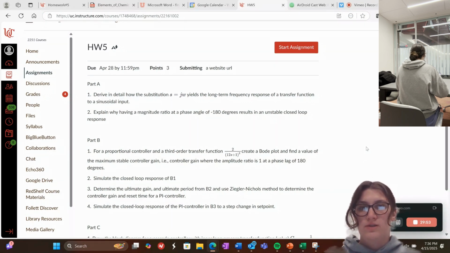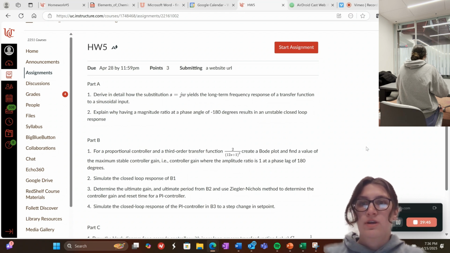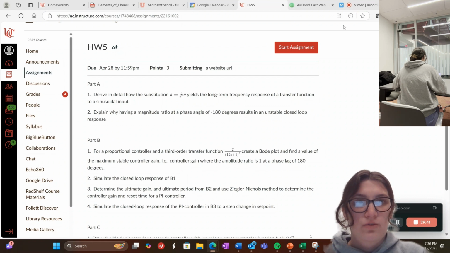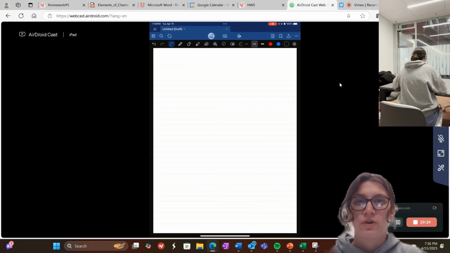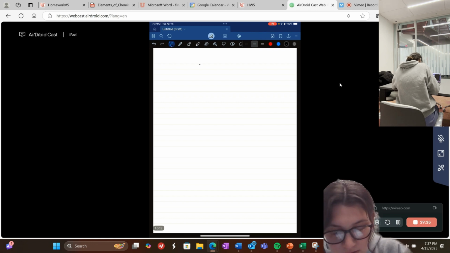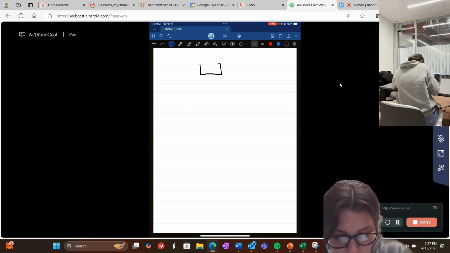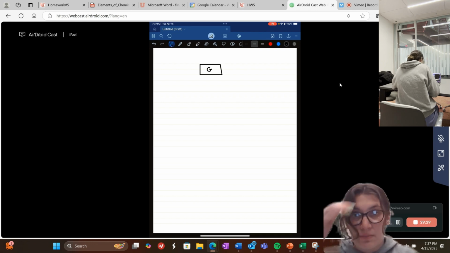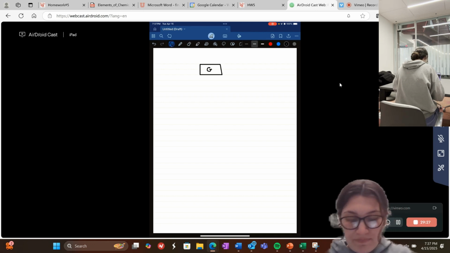Question 1 states, derive in detail how the substitution s equals jω yields the long-term frequency response of a transfer function to a sinusoidal input. So we are going to start out by drawing this scenario. In our system, we are going to have some process G. This can be as simple or complex as we want it to be.